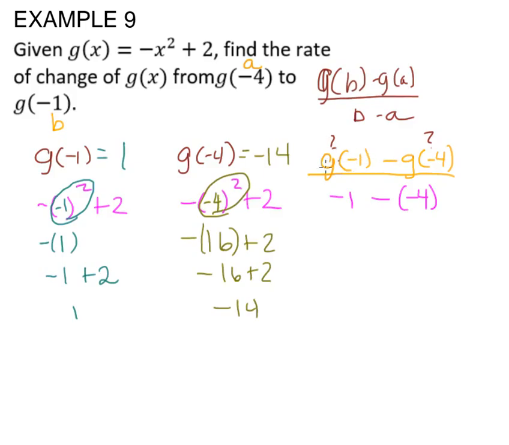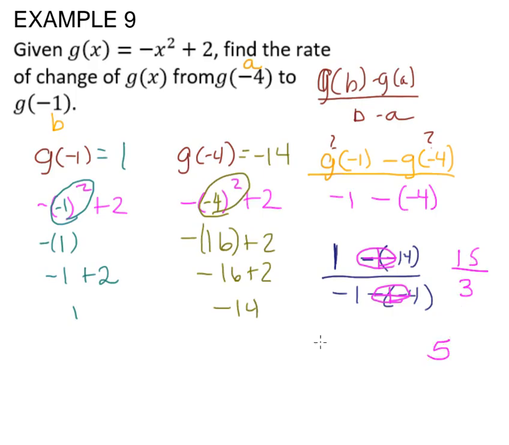Now let's plug these in. G of -1, well, that was 1. Minus g of -4, that was -14. All over -1 minus a -4. Let's simplify this up. Here I get a double sign, double negative becomes positive, so that's 1 plus 14, which is 15. And then here I get a double sign, so that's -1 plus 4, which is 3. And so 15 over 3 is 5. So the rate of change equals 5.